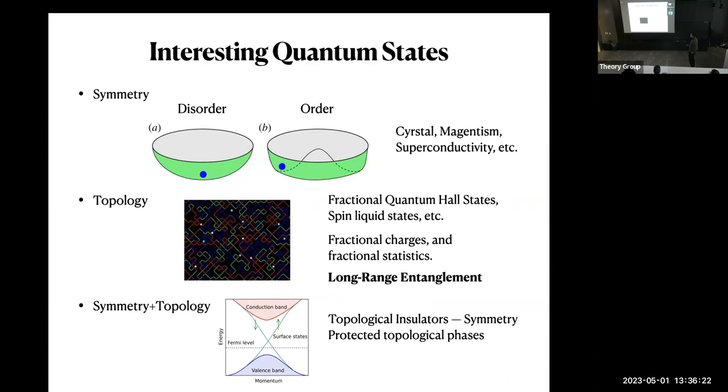We may be interested in some symmetries of the system. By the symmetry, we can have ordered states and disordered states, with examples like magnetism and superconductivity. We're also interested in topological properties of the states, and there are many new examples coming from that category. We have fractional quantum Hall states being liquids, and they carry fractional charges and statistics. They have this hallmark of long-range entanglement. We may also be interested in states which combine these two principles, symmetry and topology, and topological insulators are just one of the examples that we have.